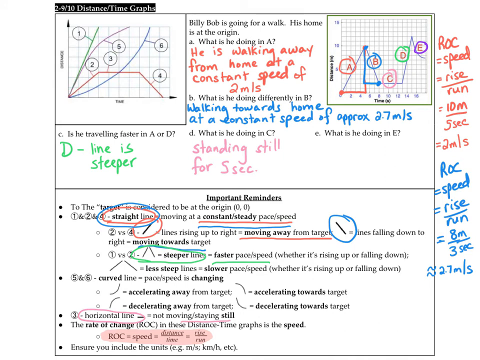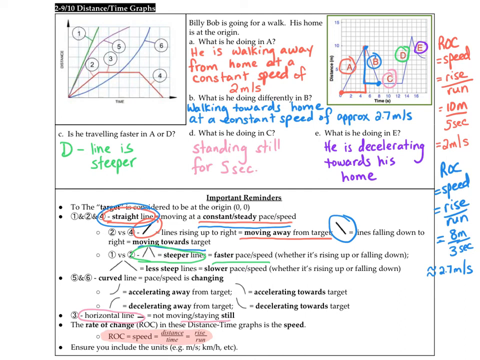And because the line is going down, it means he is moving towards his home. So he is decelerating towards his home. And because it is not a constant speed, you're not able to calculate the speed of it. So you would not calculate the speed, because decelerating means the speed is changing.